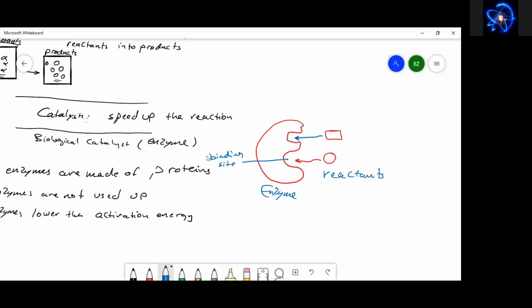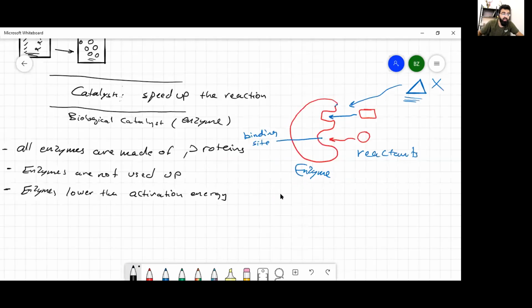So the enzymes provide a suitable place. But if you notice here, a reactant such as this one cannot bind on the active site. Why? Because its shape is different from the shape of the active or binding site. That leads us to add another point for the enzymes: enzymes are specific.